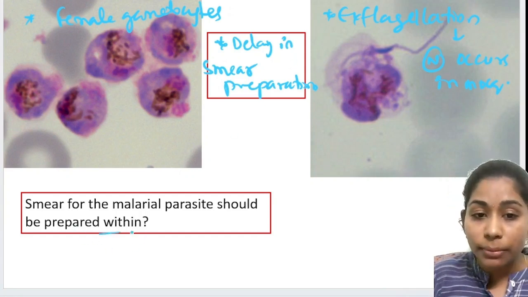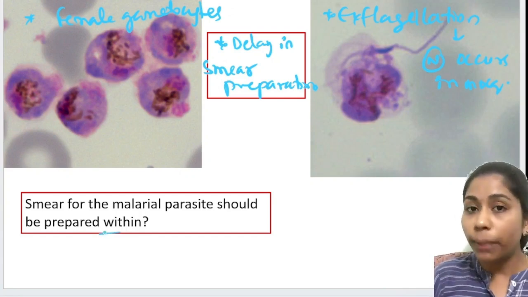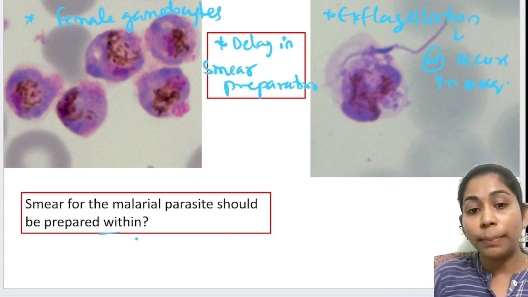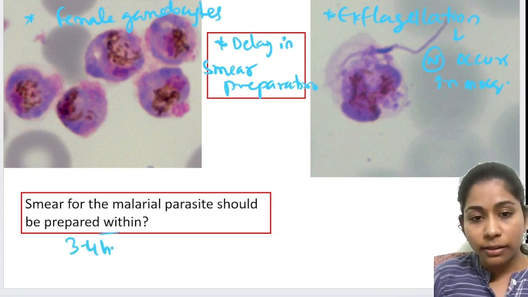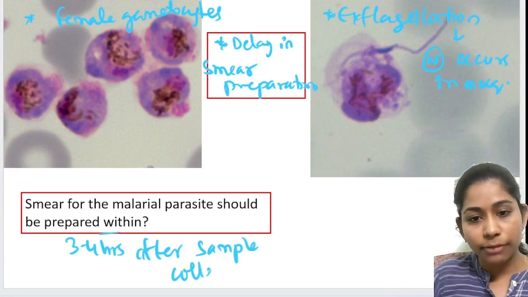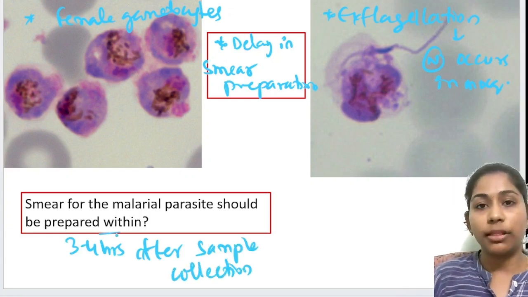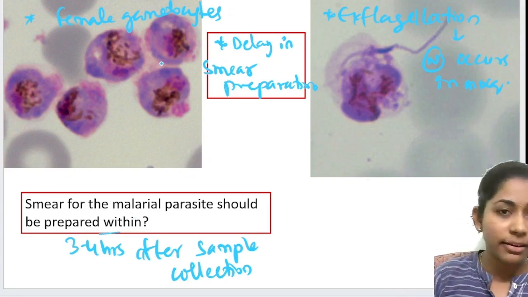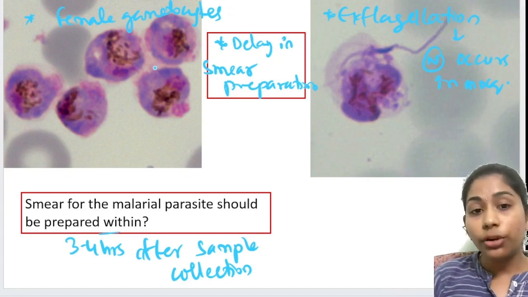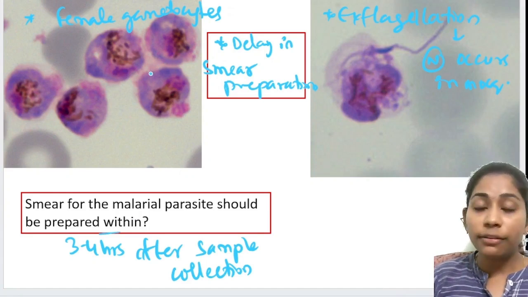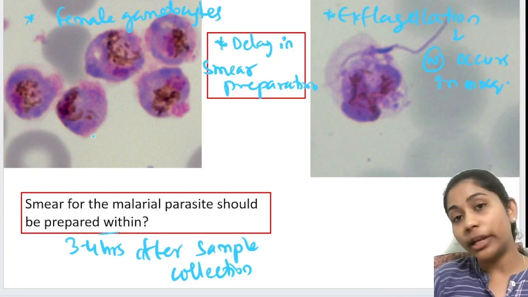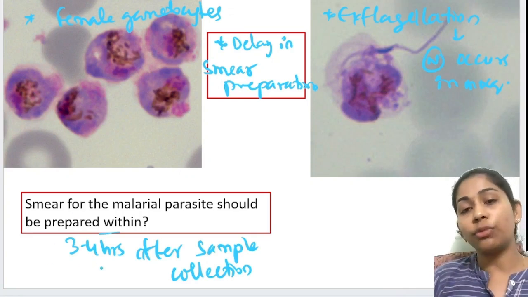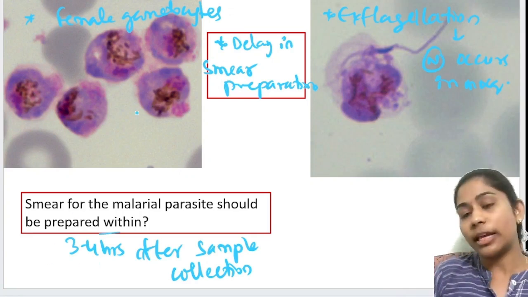What is the time limit within which we should make the smear? The smear for the malarial parasite should be prepared within 3 to 4 hours after sample collection. If it is delayed, you will see all these changes: exflagellation within our body and degeneration of the female gametocytes. Species identification is very important, and identification of falciparum is very, very important, correct? So we should not delay the smear making. We should prepare it within 3 to 4 hours after sample collection. If you delay, you will see this kind of finding.